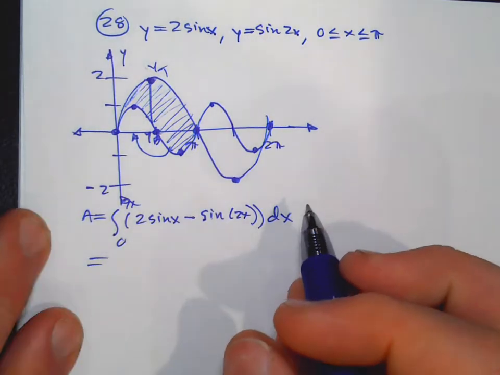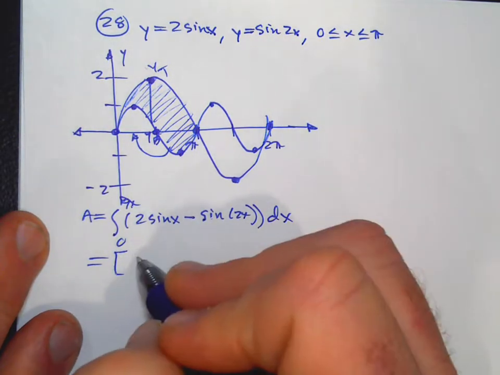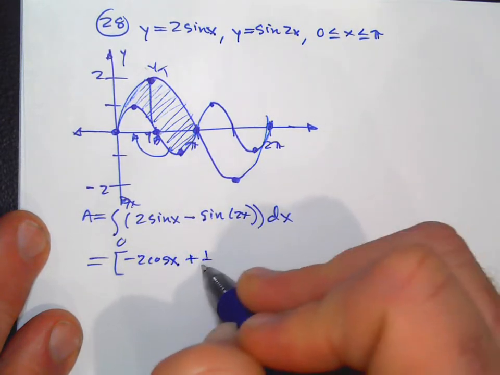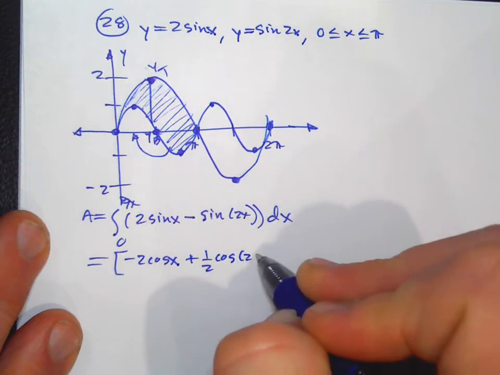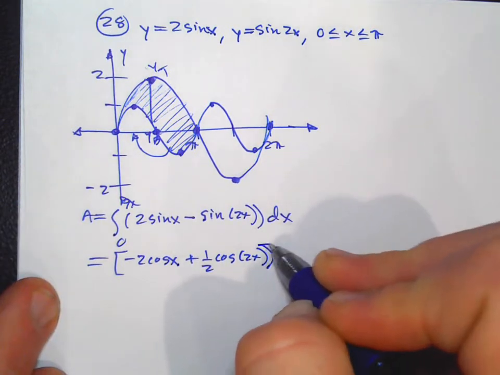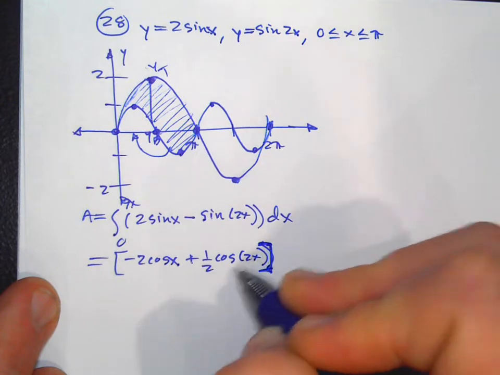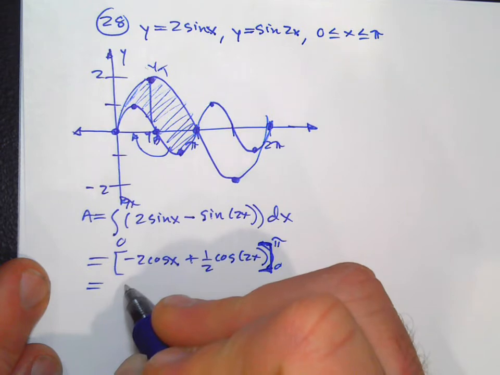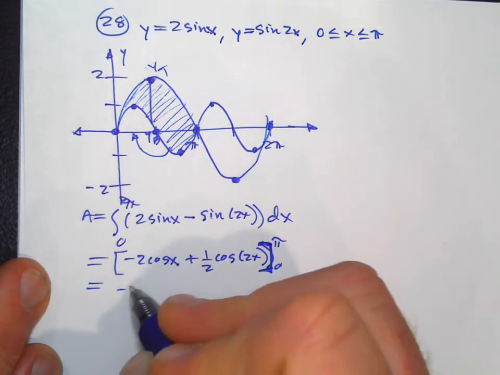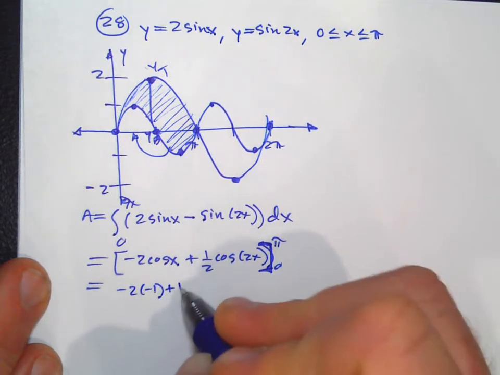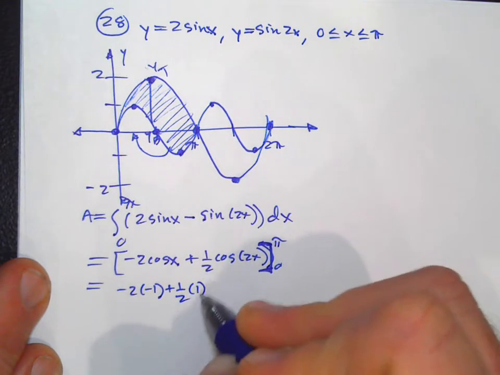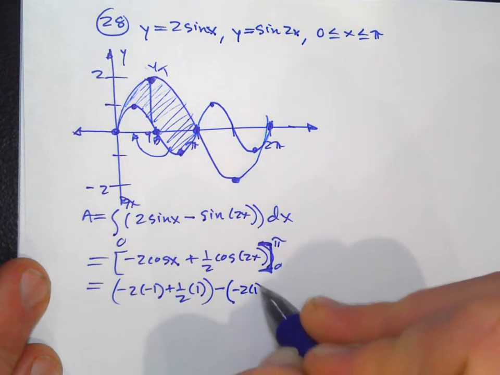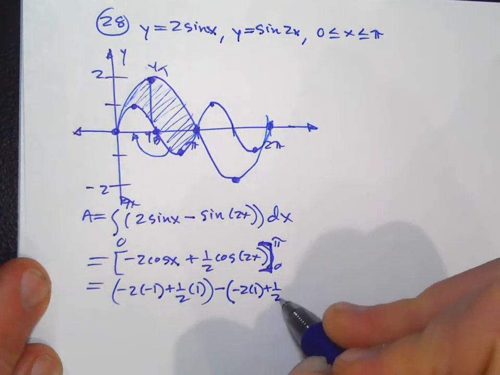So the antiderivative is going to be -2 cosine x, and then this is going to be plus 1/2 cosine 2x. Antiderivative of sine is negative cosine. This one has a little chain rule issue. You need an extra 1/2 in front. 0 to pi. So it would be -2 cosine of pi, which is -1. Cosine 2 pi is 1. Plug 0 in. Cosine 0 is 1. Cosine of 2 times 0 is 1.